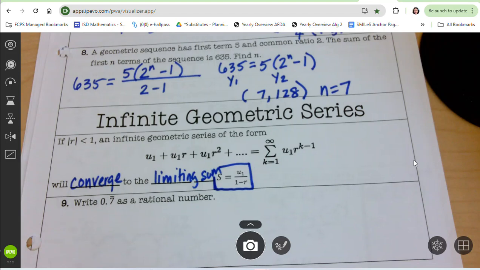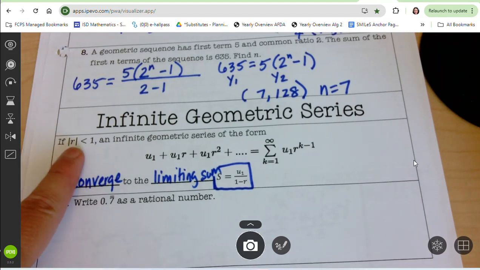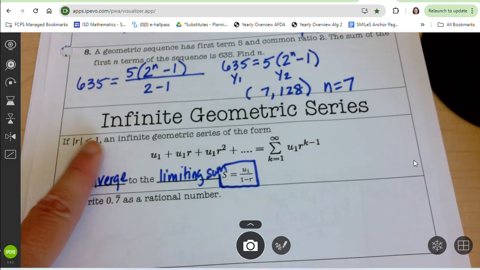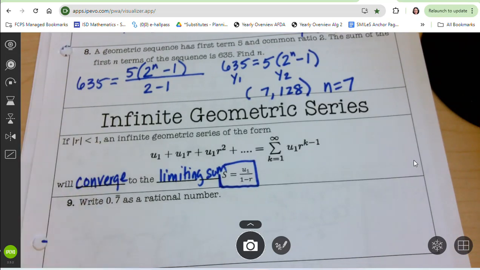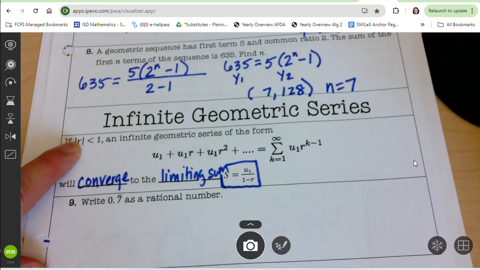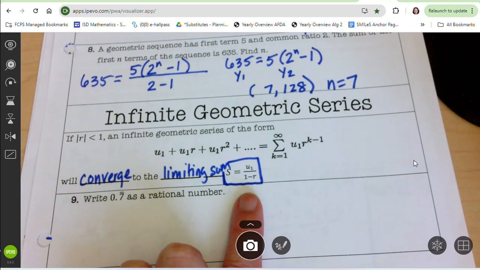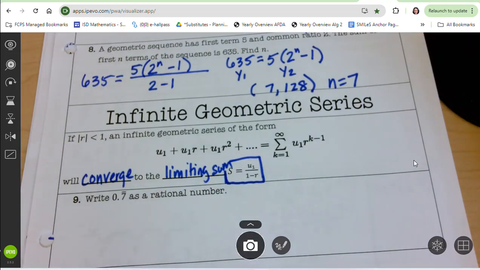R equals 3, will it converge? No. R equals negative 0.6, will it converge? Yes, good. Because the absolute value of negative 0.6 is 0.6, and that's less than 1. All right, R equals 1.7, will it converge? No. R equals 0.2, will it converge? Yeah. Okay. So if your R has an absolute value less than 1, then the infinite series will converge, meaning that you can get a number answer that's not infinity.